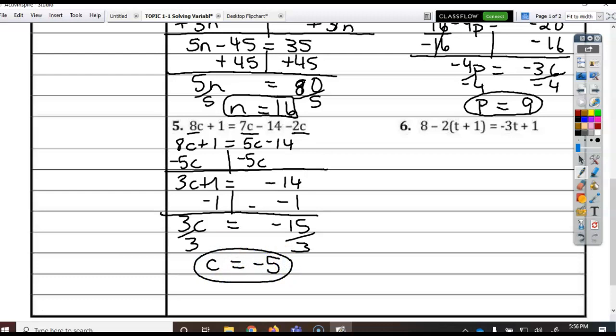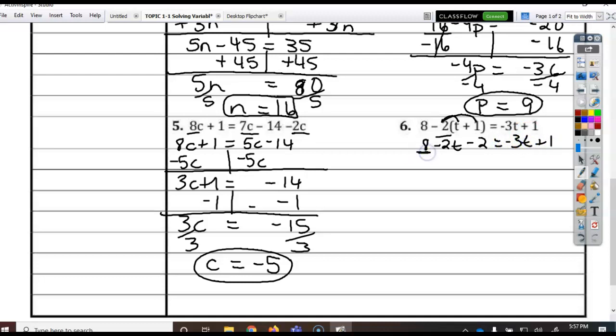Okay, here again, if I were you, I would pause this and see if you could try to do this one on your own before I do it. But this one's a little bit different. It has parentheses. So that means we have to use the distributive property. So we're going to take this negative 2 and multiply it by t. So I get negative 2t. Negative 2 times 1, I get negative 2. I'm going to bring down this 8. And just bring the rest of the equation down.